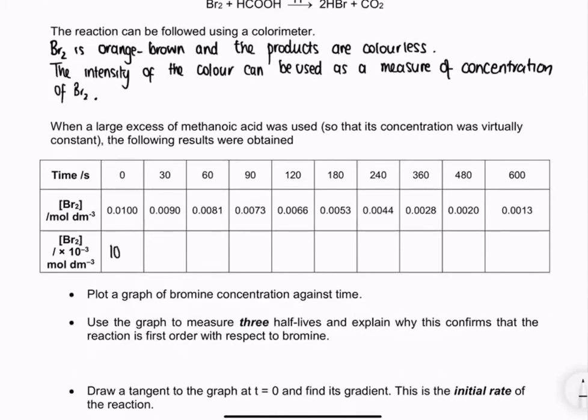So we're going to end up with 10, 9, 8, 7, 6, 5, 4, 2.8, 2.0 and 1.3. So we're going to be using these values on our axis. We're going to plot the concentration, labelling the axis exactly as it's labelled there up the side, and the time along the bottom. So pause the video, plot that graph, and then see if you can do the things it asks you to do at the bottom of the page.